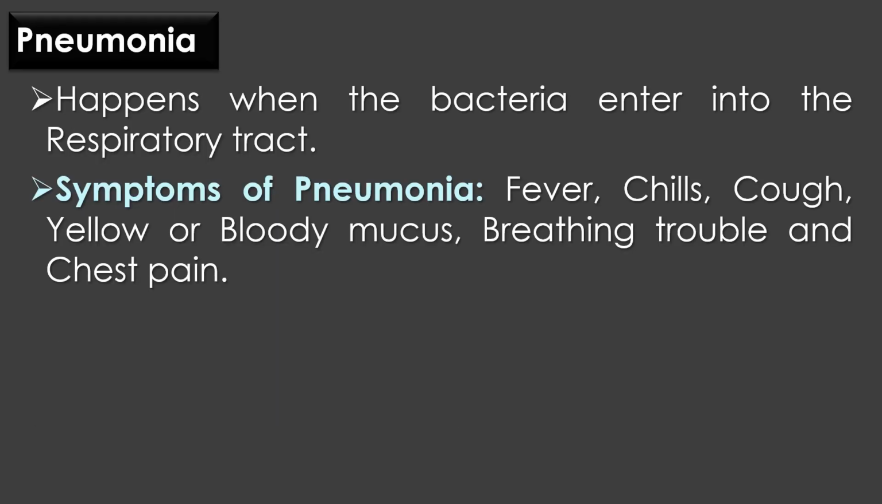The first clinical disease caused by the Klebsiella pneumoniae is pneumonia. Klebsiella pneumoniae often causes bacterial pneumonia or infection of the lungs. Pneumonia happens when the bacteria enter into the respiratory tract, and the symptoms of the pneumonia includes fever, chills, cough, yellow or bloody mucus, breathing trouble, and chest pain.